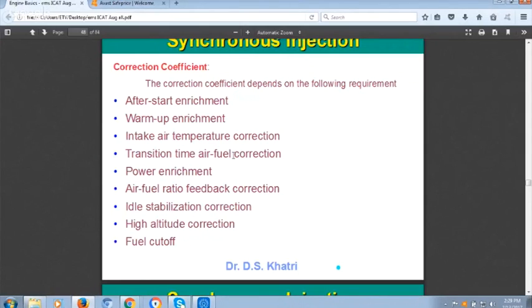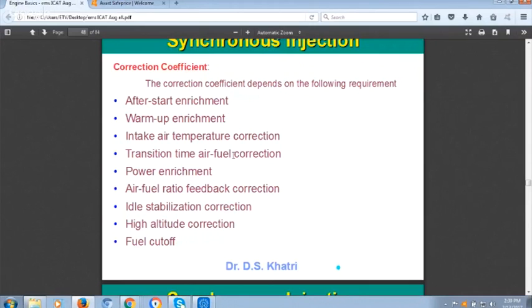Suppose the quantity of air you have changed from 50 milligram to 60 milligram. Now to compensate that, you have to change the fuel from, suppose, 4 milligram to 5 milligram. Now air will change immediately. Fuel may take some time. It is a time lag. To reduce that time lag, we make the mixture overrich. So we put the fuel in extra quantity. That is known as transient air fuel correction.